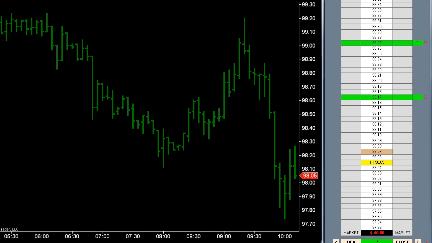This is a 5-minute chart on my Ninja platform, and in this demonstration today I'm going to show another method of trailing a stop. I thought I'd try something like that to see how it works out. I have no idea what's going to happen exactly, but we'll try trailing the stop a little bit differently.